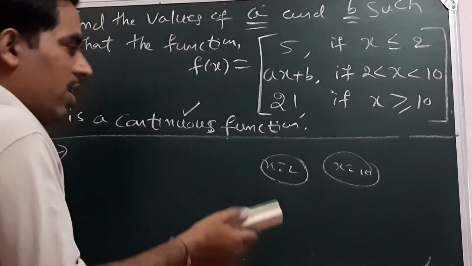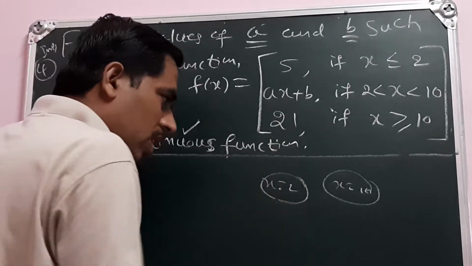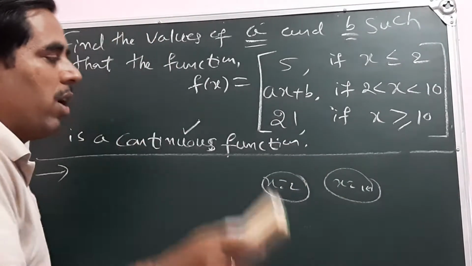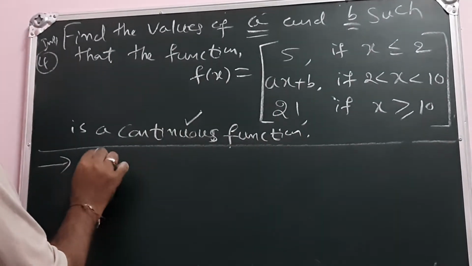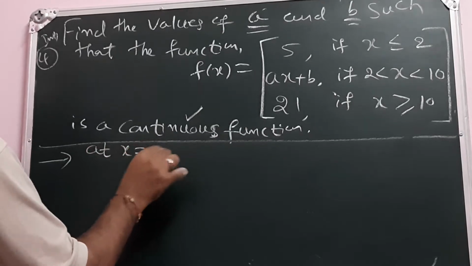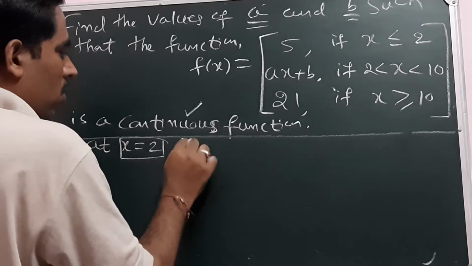Continuous means the function is continuous at x is equal to 2 and the function is also continuous at x is equal to 10. So we have to consider 2 points. So let us begin here. First let us consider x is equal to 2. So what is given here?